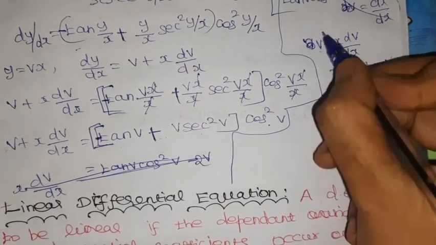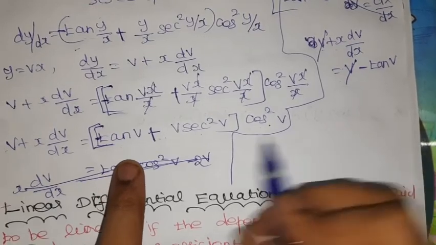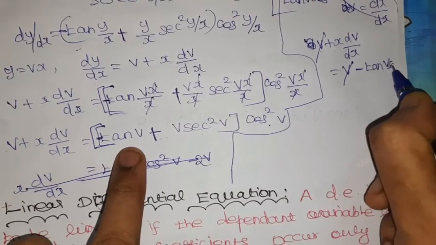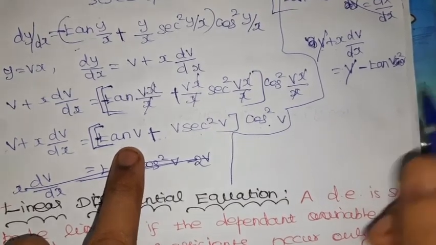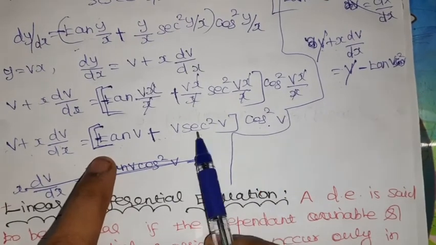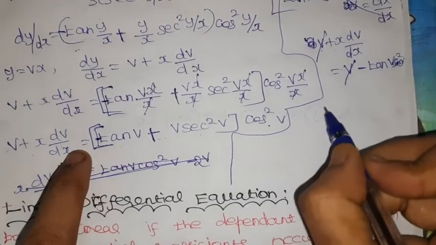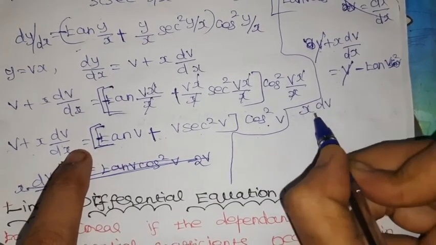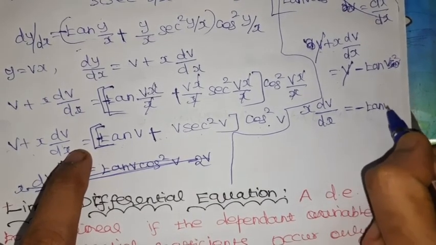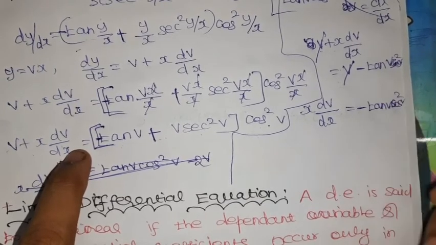So this v and this v get cancelled, right. Tan v into secant squared v, cos squared v, these get cancelled when multiplying, then minus tan v cos squared v. Now what is x dv by dx equal to? Minus tan v cos squared v.